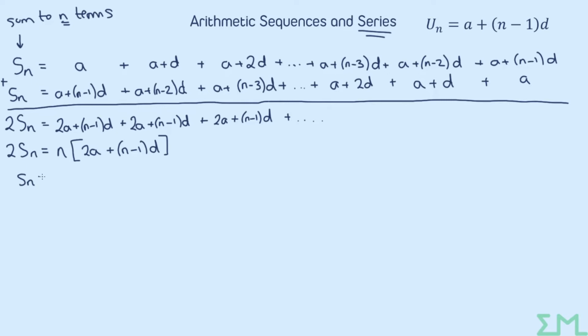Okay, and then the last thing we need to do here is divide by the 2. That's why we needed to not forget what was going on down the left hand side here, because we needed this 2 to come in. So we've got n over 2 lots of 2a plus n minus 1d. And there we have our sum to n terms of an arithmetic sequence.